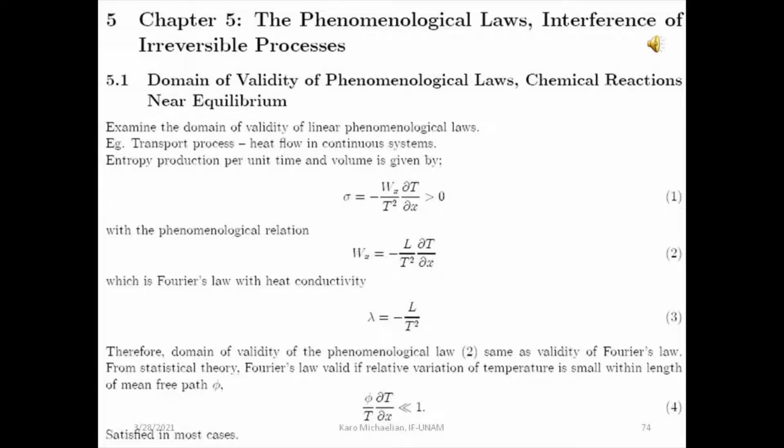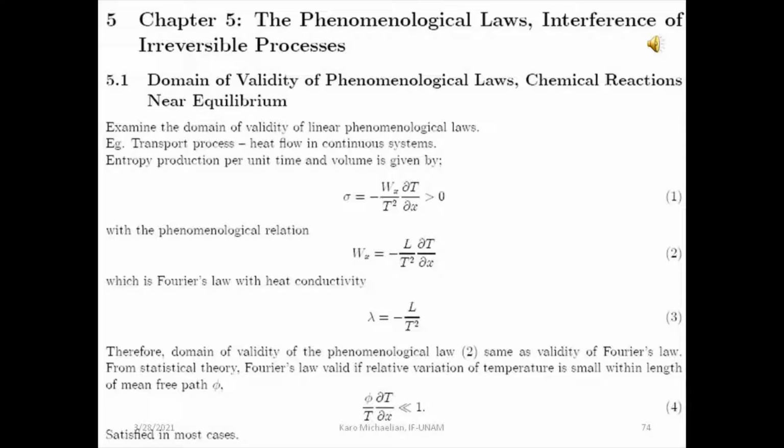Today we begin with Chapter 5 of the book of Prigogine, the Phenomenological Laws, Interference of Irreversible Processes. Section 5.1, the domain of validity of the phenomenological laws, chemical reactions near equilibrium. In this section we are going to determine the domain of validity of the linear phenomenological laws.